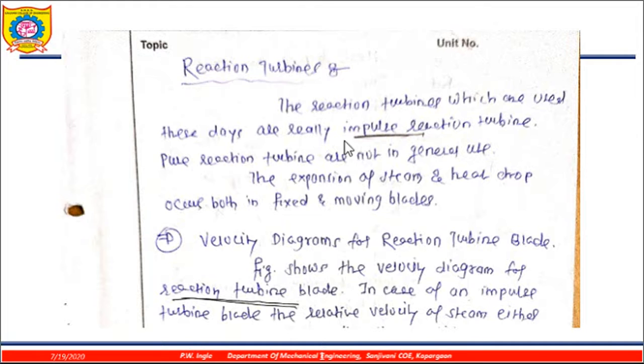The reaction turbine: in a reaction turbine, expansion of steam and heat drop occur in both the fixed blade and the moving blade. This is very important. In an impulse turbine, expansion of steam takes place in the fixed blade, so all the pressure energy gets converted into kinetic energy in the fixed blade. But in a reaction turbine, it takes place in both the fixed as well as the moving blade. The figure shows the velocity diagram for the reaction turbine blade.